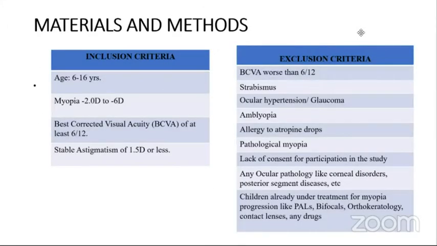The children had myopia of -2 diopters to -6 diopters with a best corrected visual acuity of at least 6/12 with a stable astigmatism of less than 1.5. The children with best corrected visual acuity less than 6/12 were excluded. Other exclusion factors were strabismus, ocular hypertension, glaucoma, amblyopia, allergic reaction to atropine, pathological myopia, lack of consent, and any ocular pathologies.